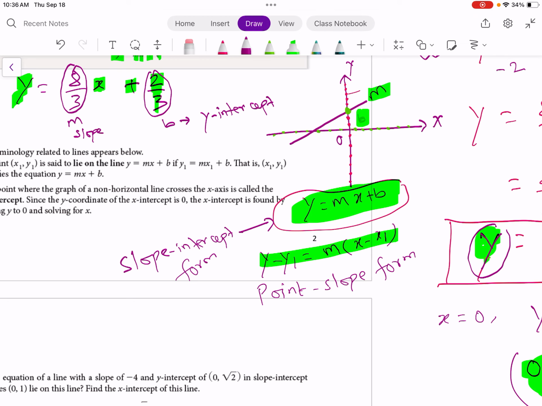So every time you are asked to find the equation of a line, you have these two options. You will be using slope intercept form or point slope form, and it depends on what information is given to us.